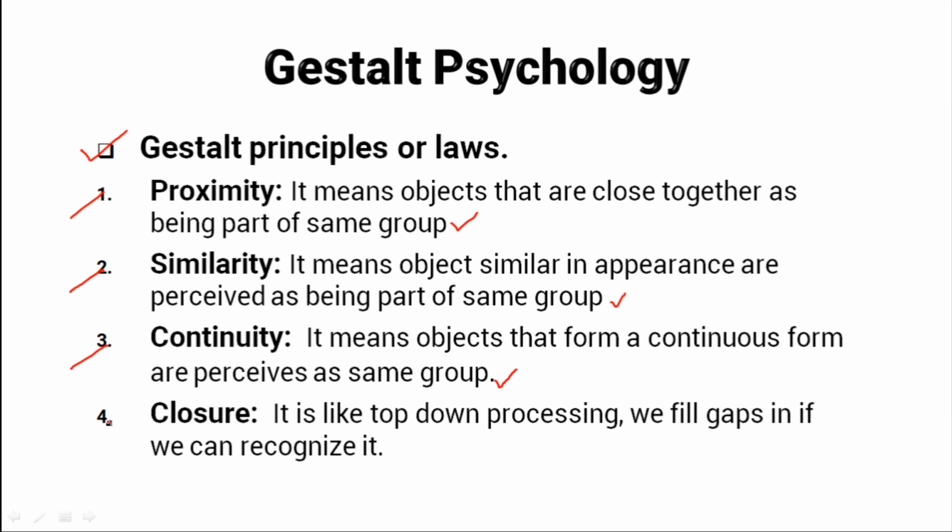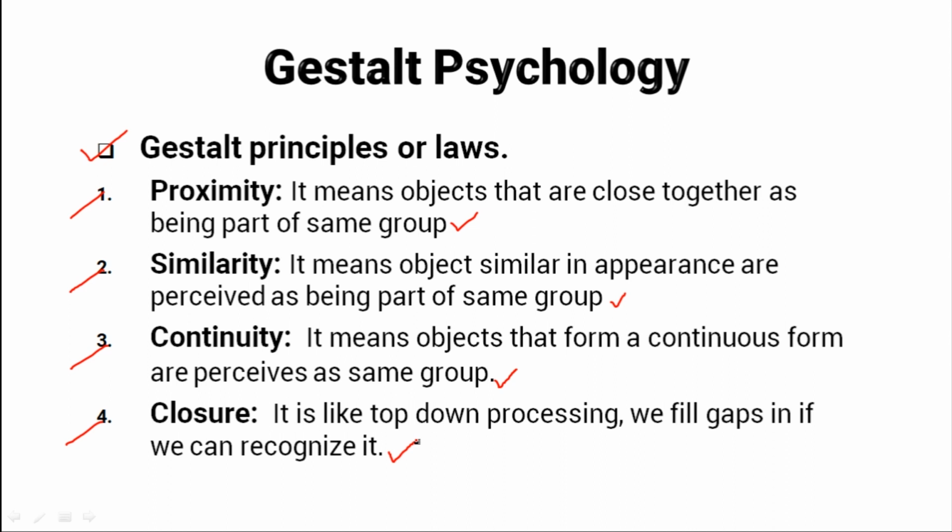The fourth principle is closure, which is another important principle. It's like top-down processing. We can fill the gaps in if we can recognize it. Our brain has a tendency to fill in missing information or perceive incomplete shapes as complete. For example, imagine a circle with a small gap. Our brain closes the gap and perceives it as a complete circle.